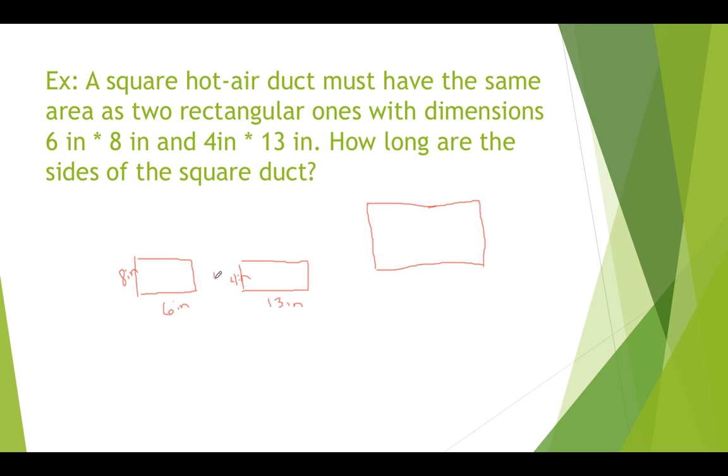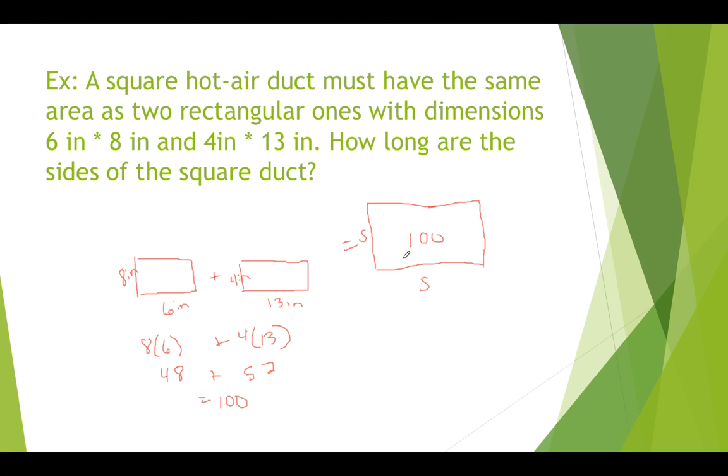Saying these two together are going to equal this. How long are the sides, and this is a square by the way, so that means these are equal, okay? How long are the sides of the square duct? So I'm going to have to find the area of this one, which we know to be your length times your width, right? So 8 times 6 plus 4 times 13. 8 times 6 is 48. 4 times 13 is 52. Add those together, you get 100. So that means the area of this square is 100.